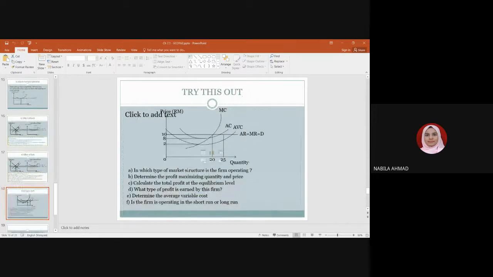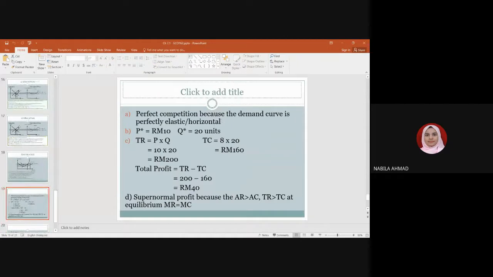Okay, so kita tengok contoh ni lah ya, satu contoh. Ini adalah contoh soalan dalam bentuk diagram. Okay, right. So kita lihat di sini, in which type of market structure is the firm operating in? So kita lihat demand curve dia. So demand curve dia horizontal, so kita tahu it is perfect competition because the demand curve is perfectly elastic, or horizontal. So begitu kita nak jawab.